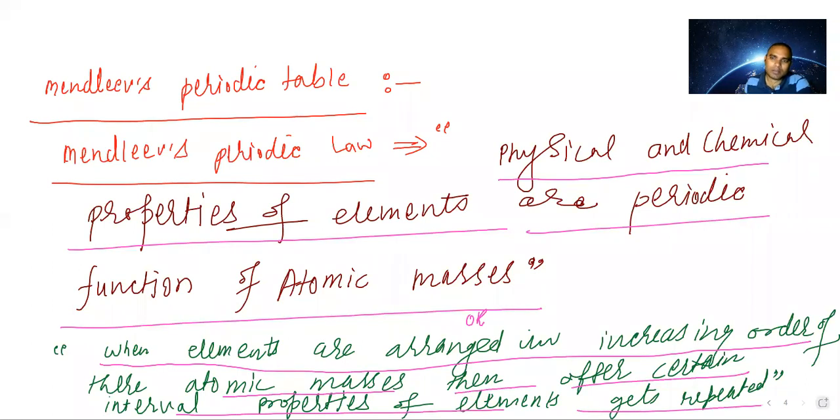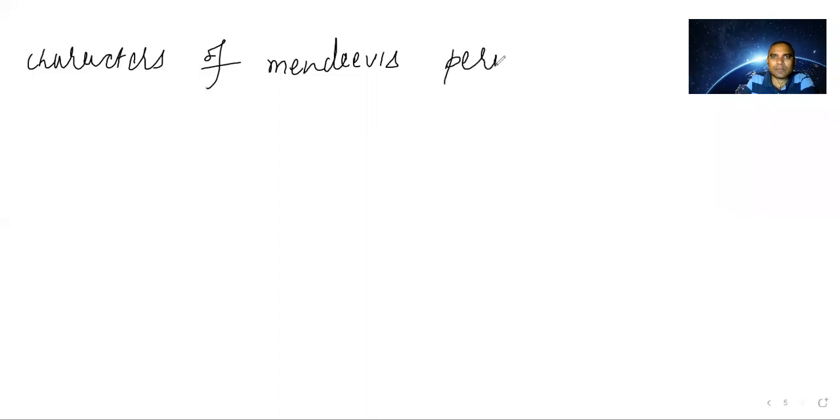Yes. Okay. So now see, that is the Mendeleev periodic table. What are the characters of the Mendeleev periodic table? Here are the characters we have to write. Characters of Mendeleev periodic table. So what are the characters that are important?